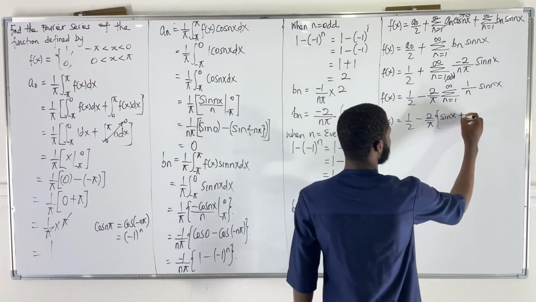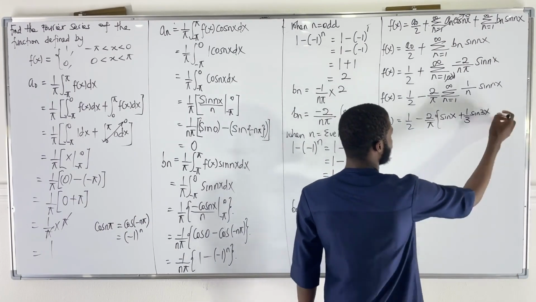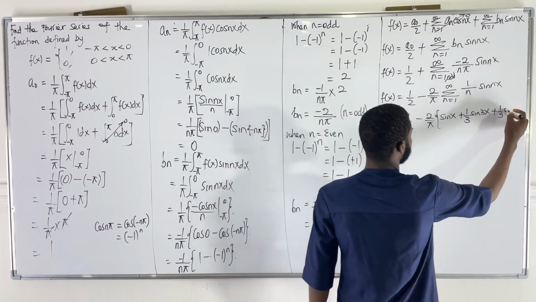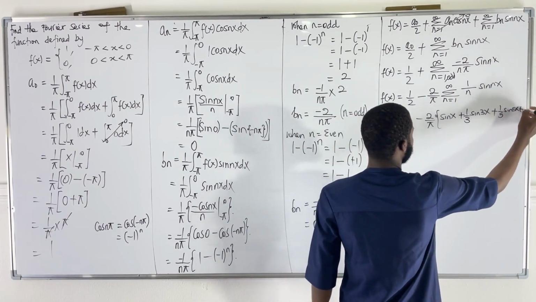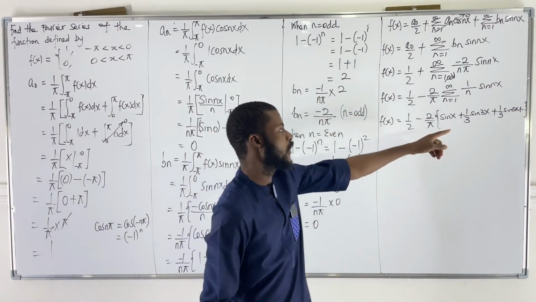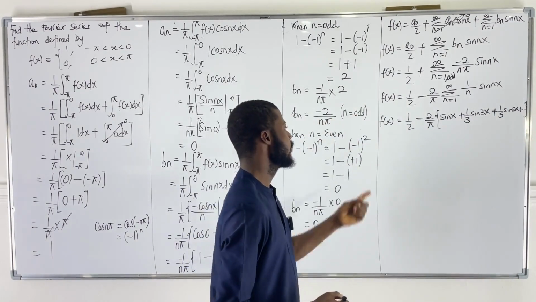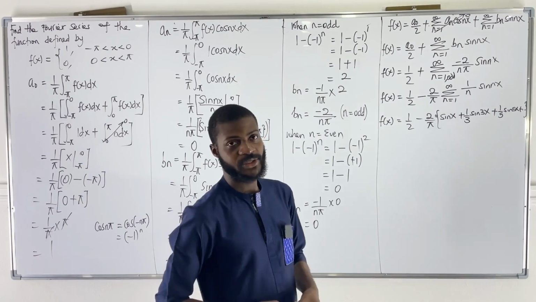Let's put 3. So this will be 1 over 3 sine 3x. The next odd number is 5. So this is 1 over 5 sine 5x. And just like that. So you're going to put plus, the dots mean it continues just like that. So this will be the answer to your question.